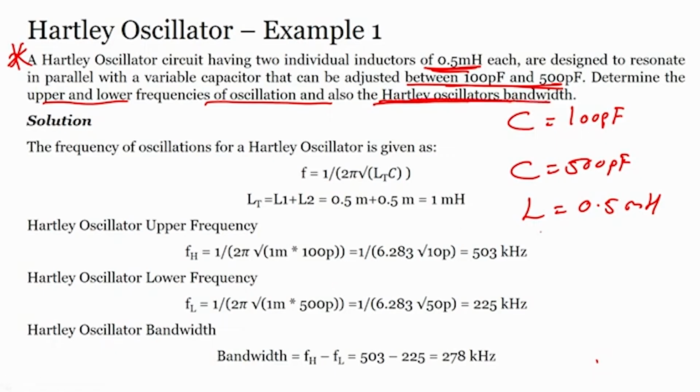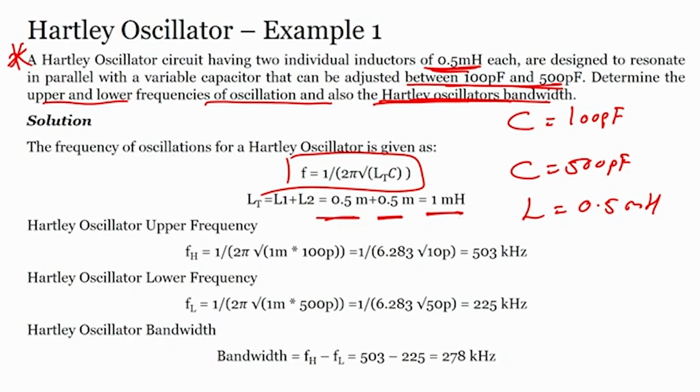So, we have to find F H, the upper frequency, F L, the lower frequency, and the bandwidth. These three things we have to find. Now, we already know the formula for frequency of the Hartley oscillator: F equals 1 upon 2 pi under root of LC. What is L? LT equals L1 plus L2, as we saw in the previous slide. So, we add 0.5 plus 0.5, which is 1 millihenry. Now we have the value of LT.